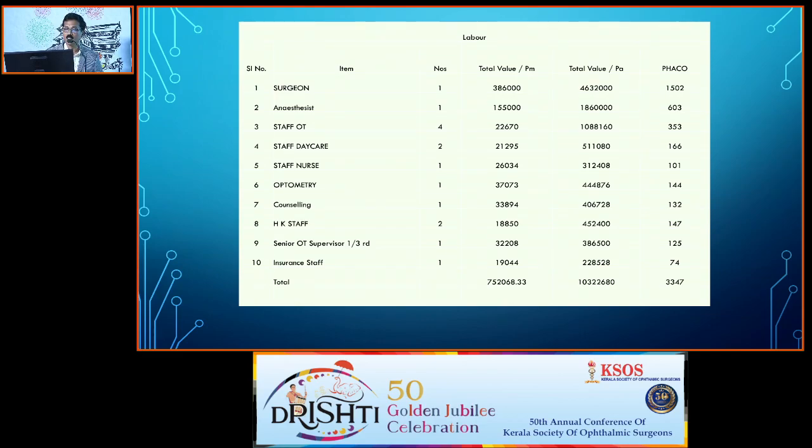And right from the surgeon, the anesthesiologist, OT staff, daycare staff, optometrists who do your biometry, all those things have to be considered, your counselors, housekeeping staff. Even your insurance staff, even the salary of insurance staff will contribute to your surgery. So this will come to around 3,000. In our case, it comes to around 3,300, which contributes maximum to the cost of cataract surgery.